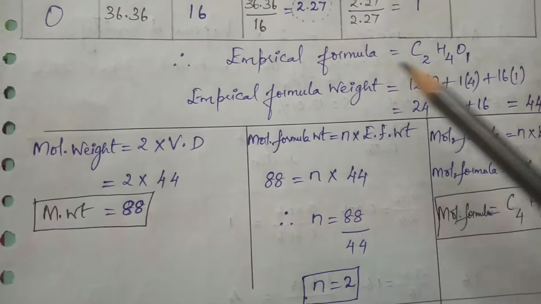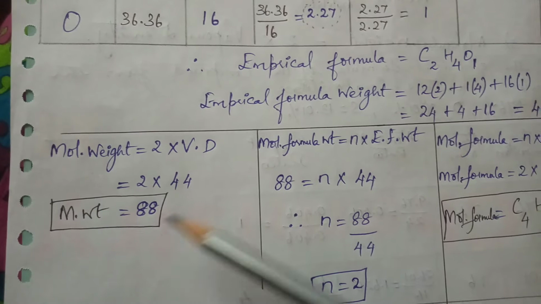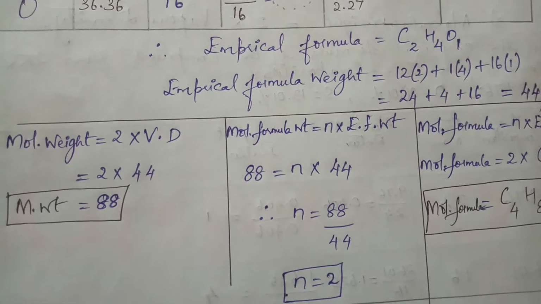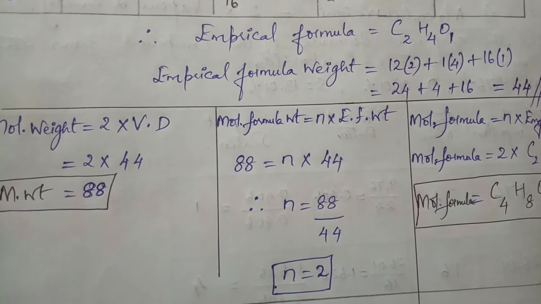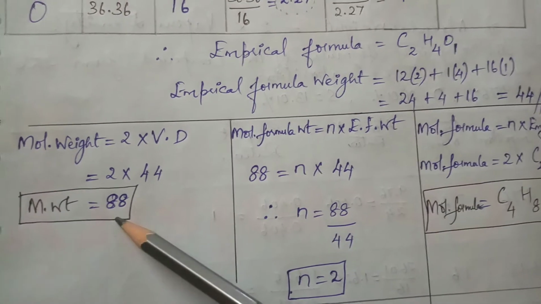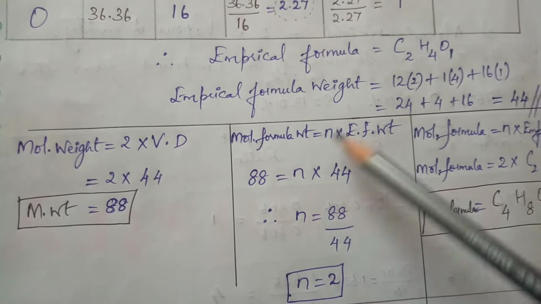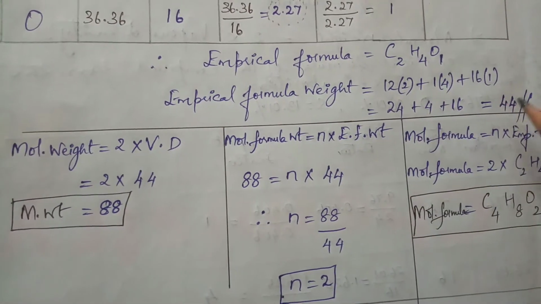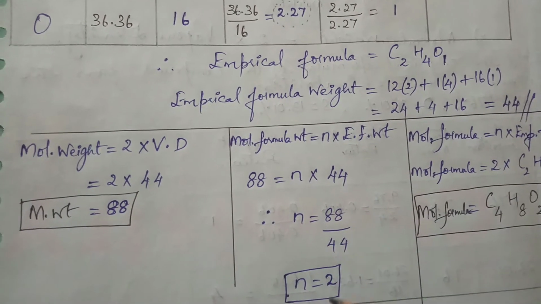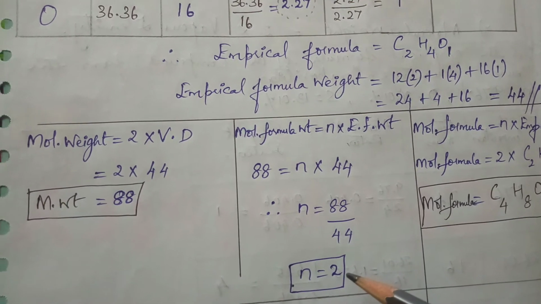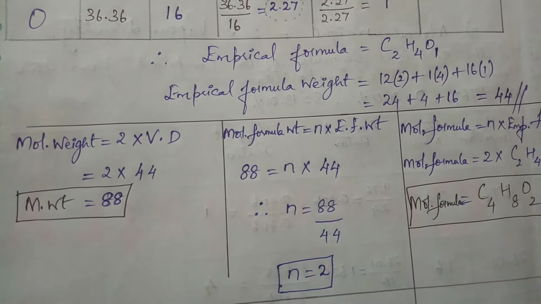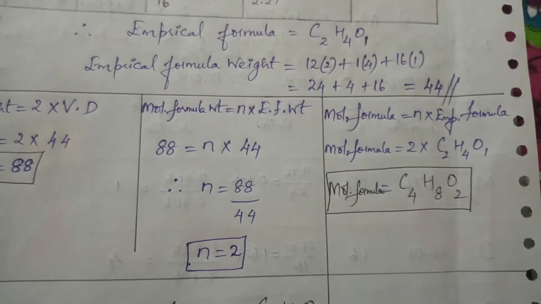Since we know the empirical formula weight and the molecular formula weight, we can apply the second formula we have to use in this numerical: molecular formula weight is equal to N into empirical formula weight. Therefore, molecular weight is 88, equal to N into the empirical formula weight 44. On simplification, the N value is found to be 2. So we got the value of N and the molecular weight. Using these, we'll be able to calculate the molecular formula.